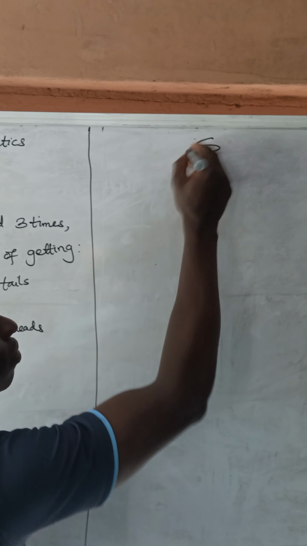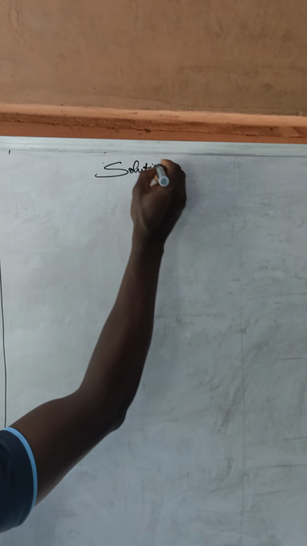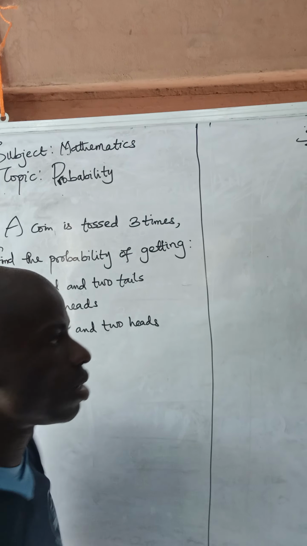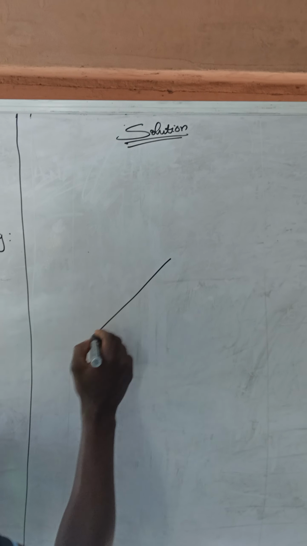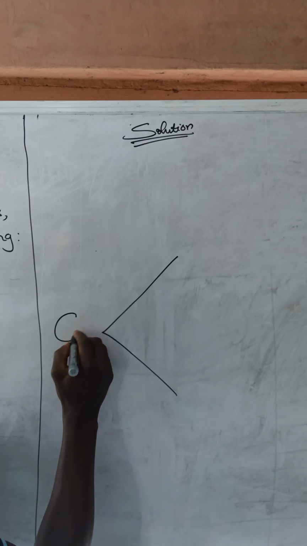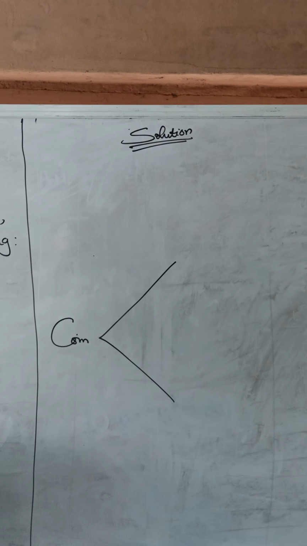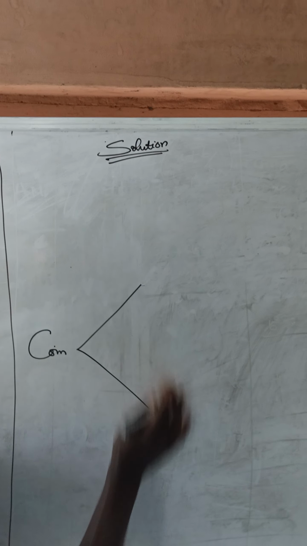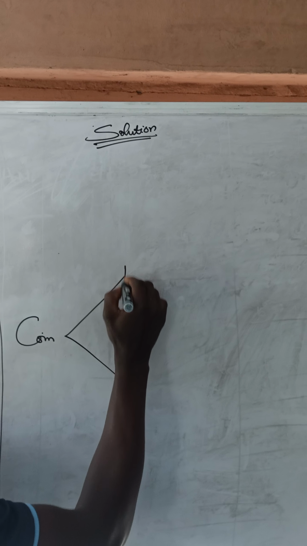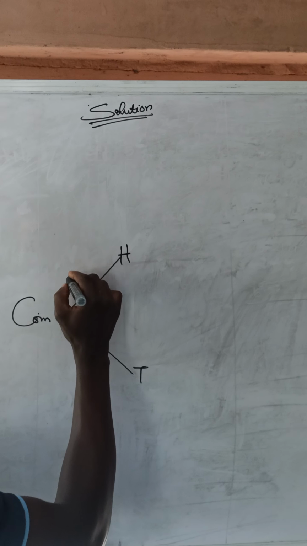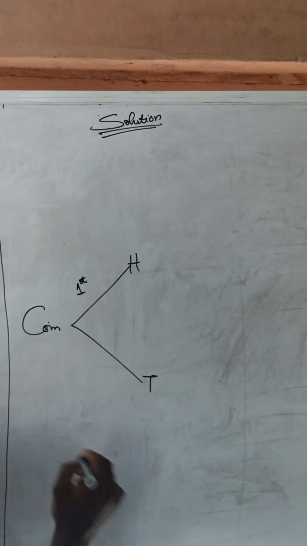Solution. Now we're told that a coin is tossed 3 times. So we have the diagram here. This is the coin. When you throw a coin the first time, a coin has just 2 sides, which is head and tail. So this is the first throw. Are you getting it now?